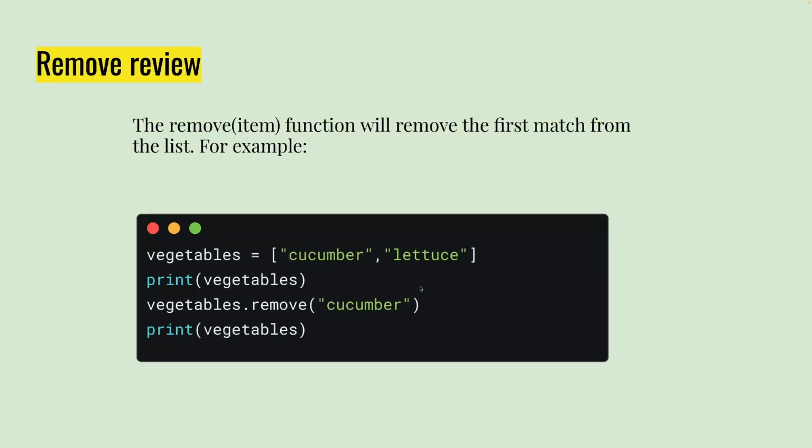Now let's learn how to remove elements from our list. Here we have yet another list with the name vegetables. Inside you can see we have cucumber and lettuce. Now we want to remove the element cucumber. If we do so, the only element remaining in our list will be lettuce.